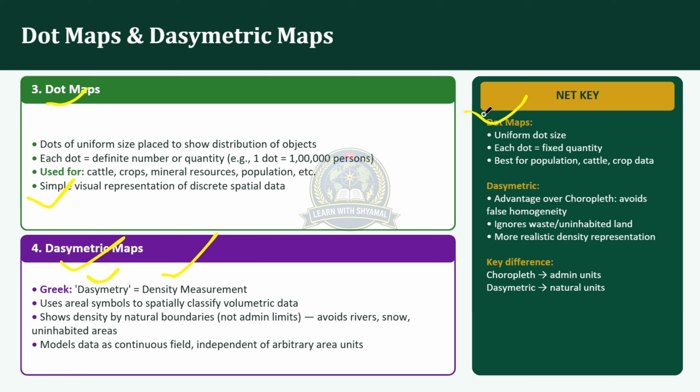Dot maps: uniform dot size defines a fixed quantity, based on population, cattle, and crop data. Dasymetric advantages over choropleth: avoids false homogeneity, ignores uninhabited land, and gives a more realistic density representation. Key difference: choropleth uses administrative units and dasymetric uses natural units.